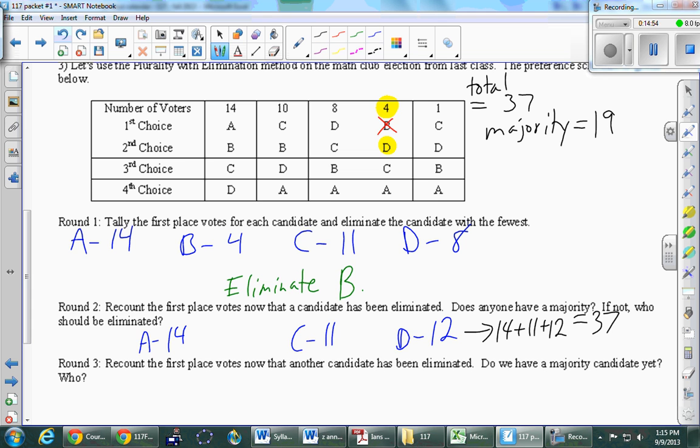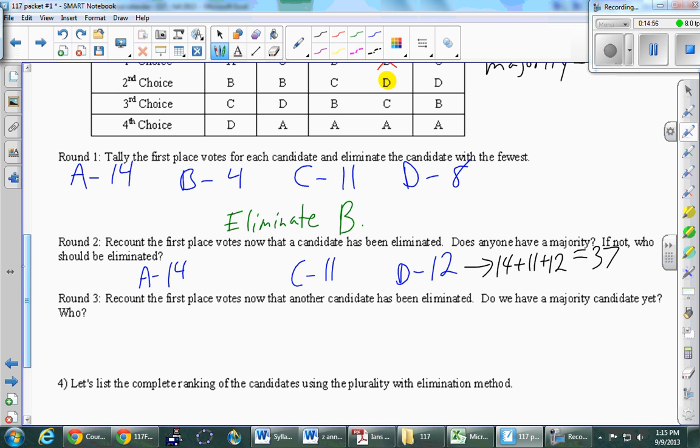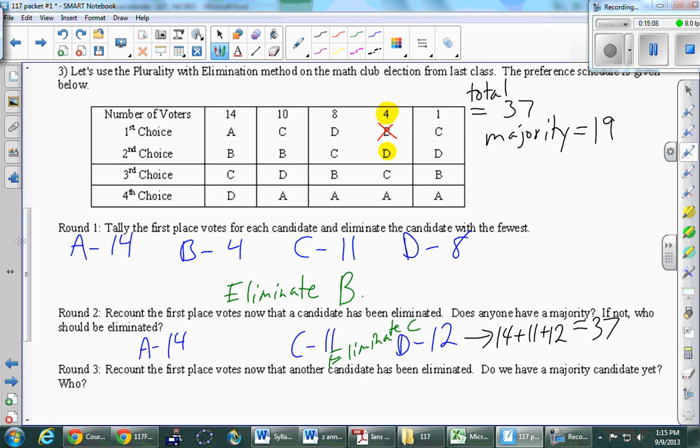So the fewest number of first place votes is here at 11. So now we eliminate C. And when we eliminate C, we've got to give their votes to somebody else. So we're crossing off C here, and we're crossing off C here. Things get tricky now. Those 10 votes, who do they go to?